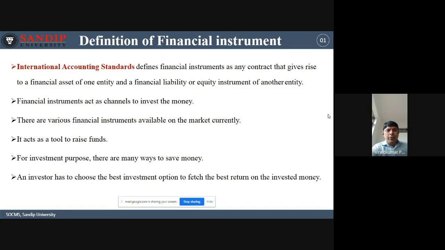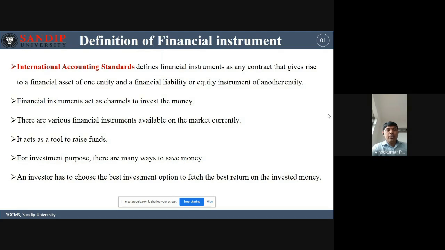There are various options available. You can invest your money in an empty plot, you can buy a building, in gold, or invest your money in FDs. These are the various ways available for investment.